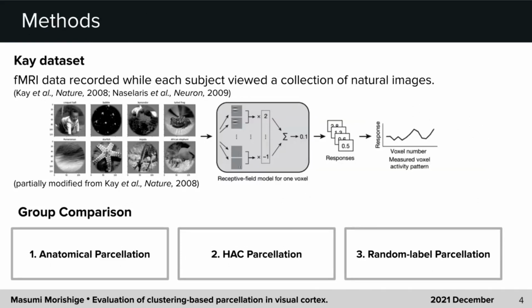In our analysis, we used the K dataset, and this dataset is an fMRI dataset, in which each subject viewed a collection of natural images, like in the figure on the left side. Inside this fMRI data, the features of the fMRI responses are standardized and have anatomical labels in each voxel. We generated the parcellation map using HAC and randomized the label, and finally prepared these three parcellation maps to compare.